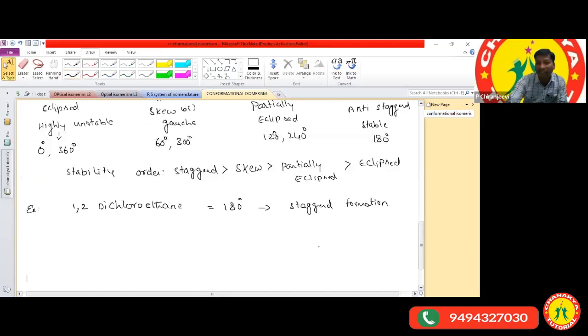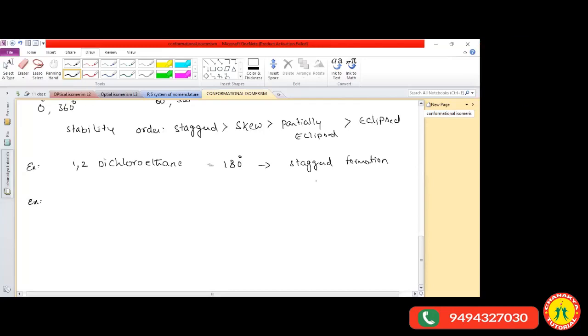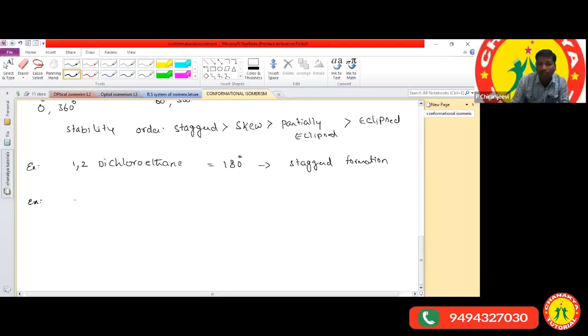I'm modifying it slightly. Do you want any structure for this? Okay, then I'll give one more. My question is ethane-1,2-diol. What is the stable conformer of ethane-1,2-diol? Options: eclipsed form, partially eclipsed, skew or gauche, anti-staggered.